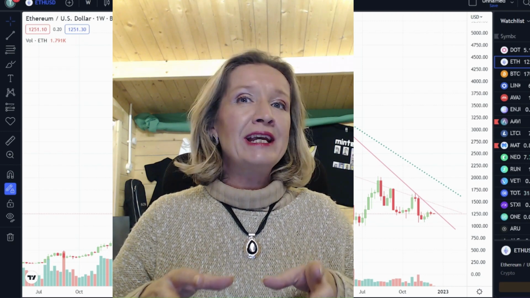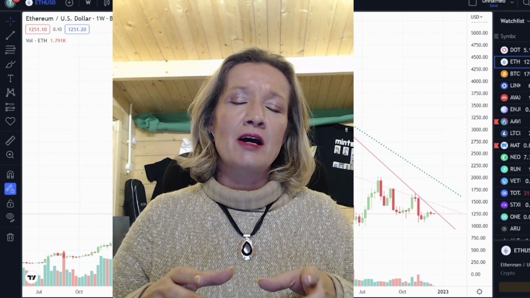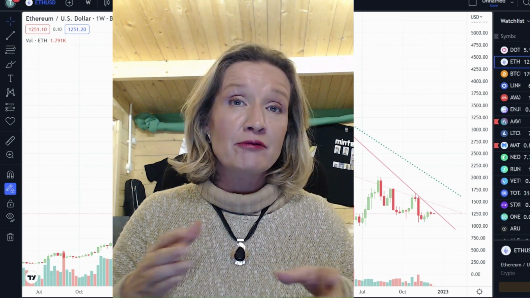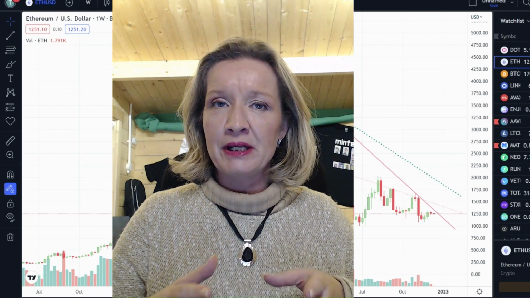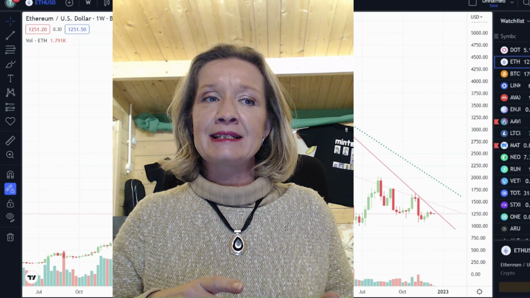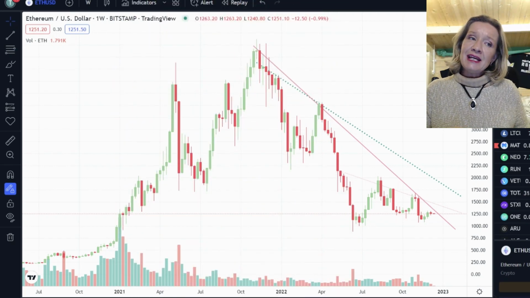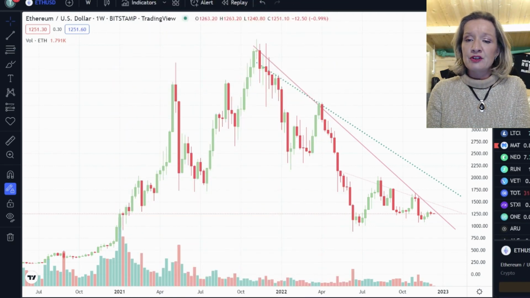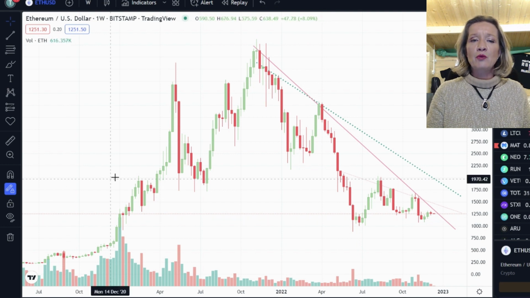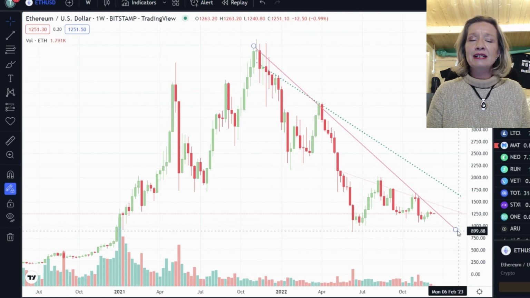In this week's weekly and monthly analysis of the Ethereum chart, we're going to take a look at how the market might respond in the next couple of weeks. So let's hop over now to the chart and take a look. So this is the Ethereum chart, and it is the weekly chart that we're looking at.